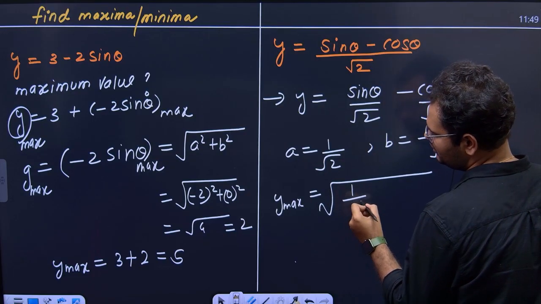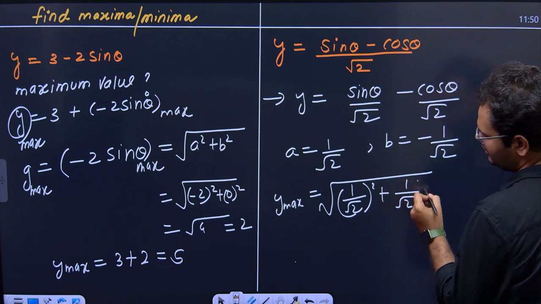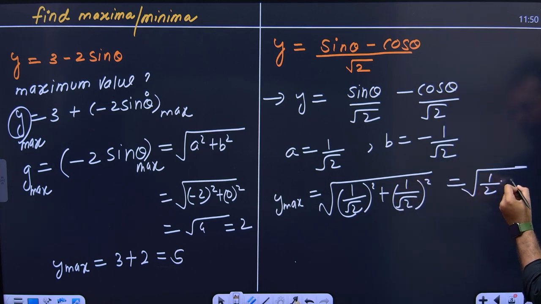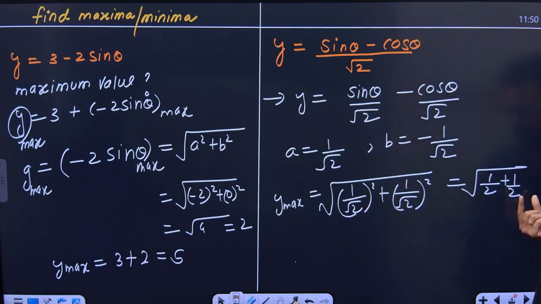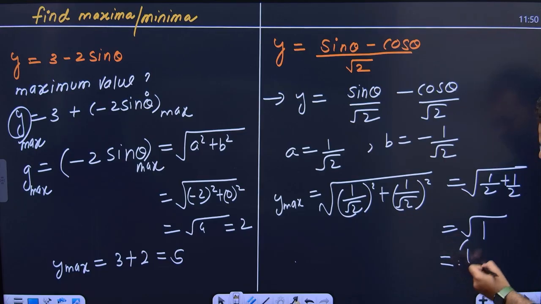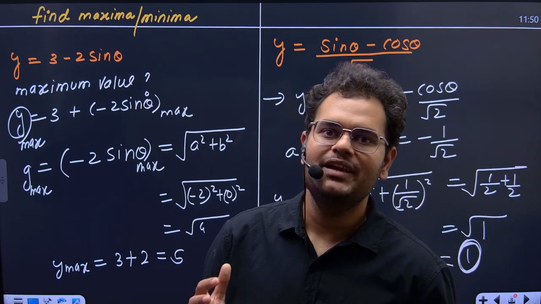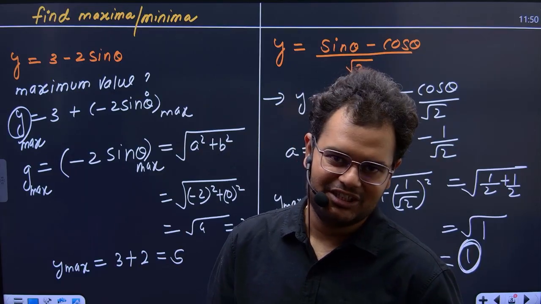A square means (1 by root 2) square plus (1 by root 2) square. This is nothing but under root of 1 by 2 plus 1 by 2, because the root will be gone after the square, right? 1 by 2 plus 1 by 2 is nothing but under root of 1, which is equal to 1. This is our final answer. How easy it is to find maxima and minima of trigonometric functions. There is no need to differentiate, okay?